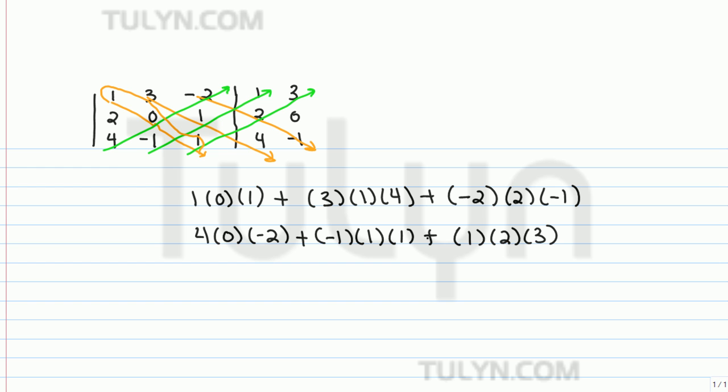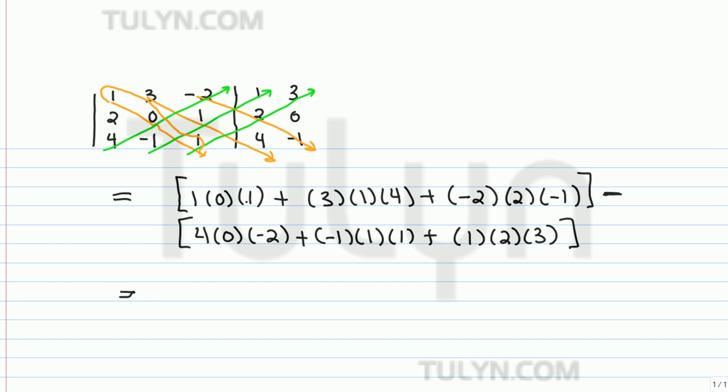And just like in the 2 by 2 case, where you do cross multiplication and you find the difference, you sort of do the same thing. So you want to subtract the arrows going upwards from the arrows going downwards. So between these two sums, you want to put a minus sign. So now that we have this, and this is what the determinant equals, let's simplify.